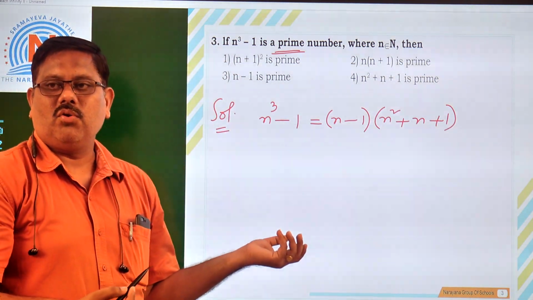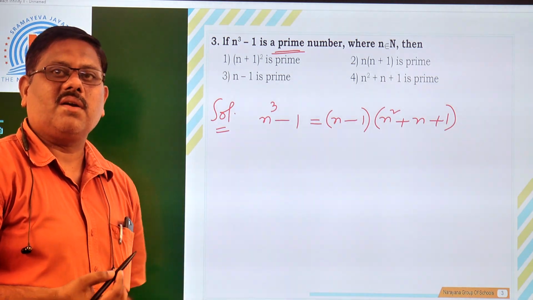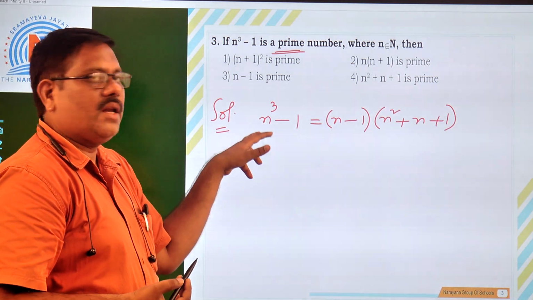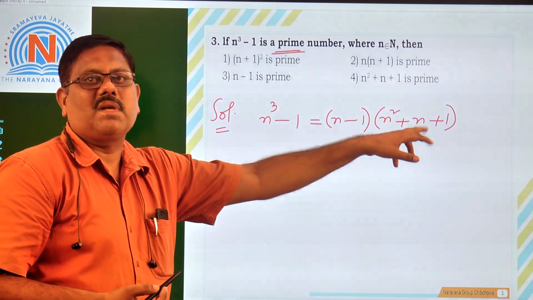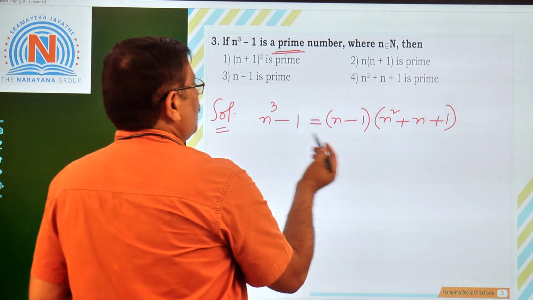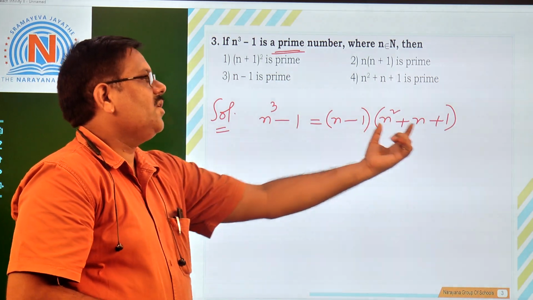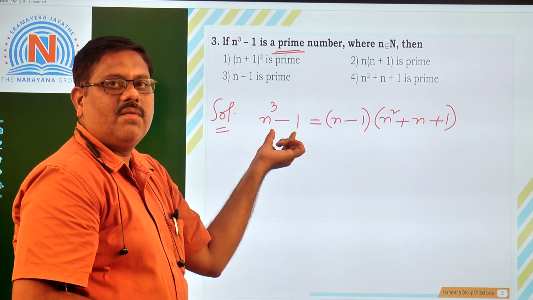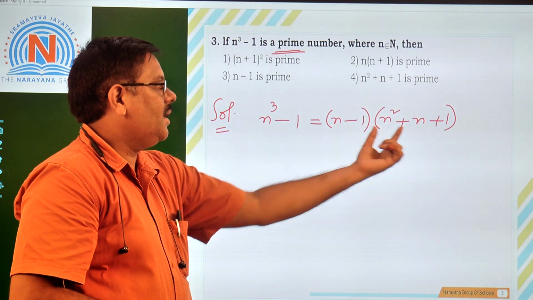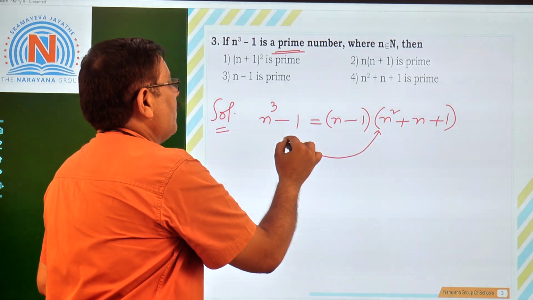A cube minus b cube is a minus b times of a square plus ab plus b square. Using that identity we are writing n cube minus 1 as n minus 1 times of n square plus n plus 1. Now here also, as n cube minus 1 is a prime number, this is equal to some 1 into another number, 1 into itself. So n cube minus 1 will be equivalent to n minus 1 and then n square plus n plus 1. So these two will be the equal values.